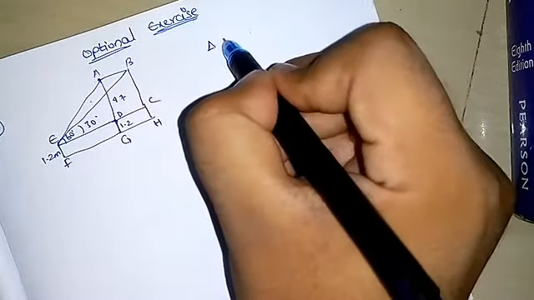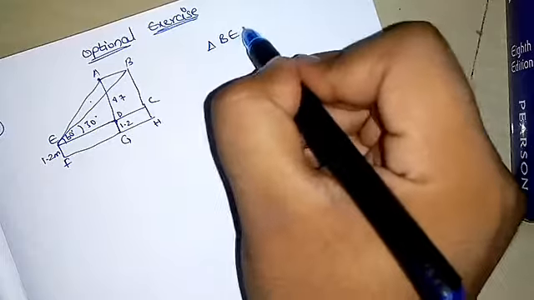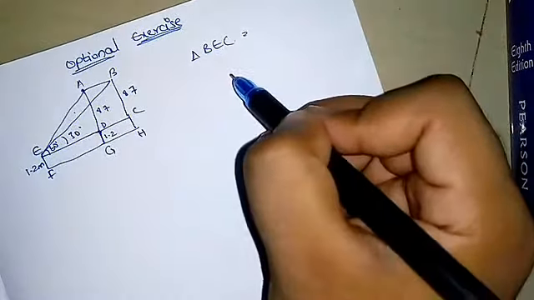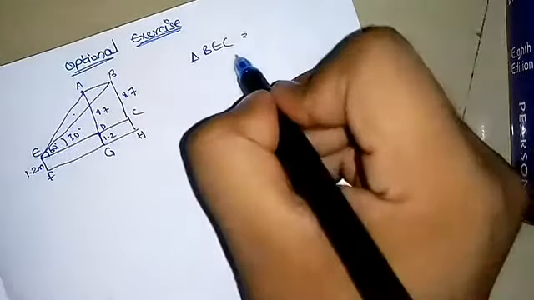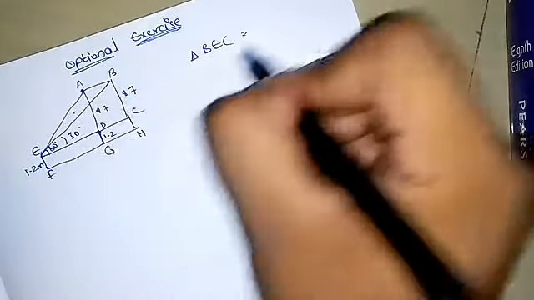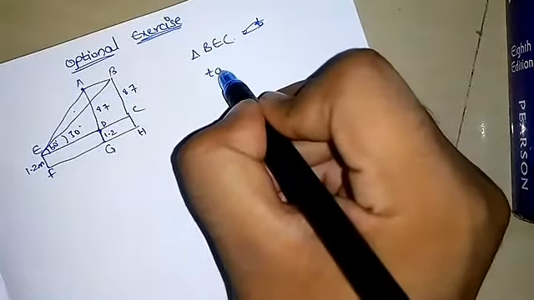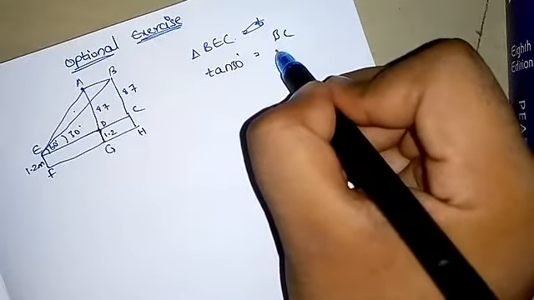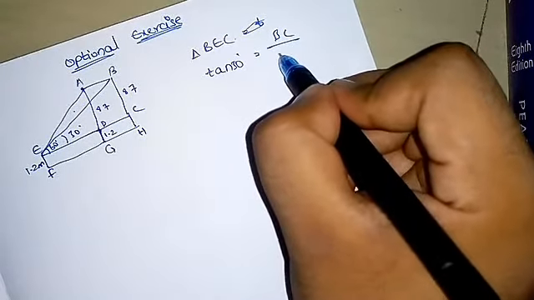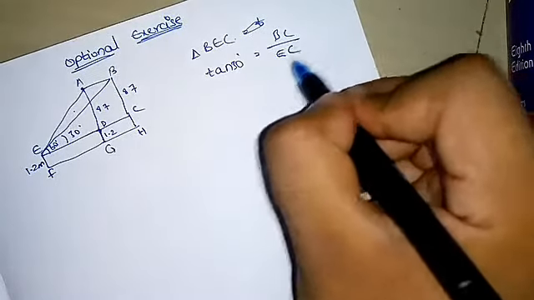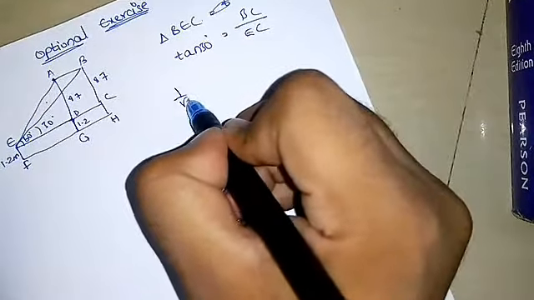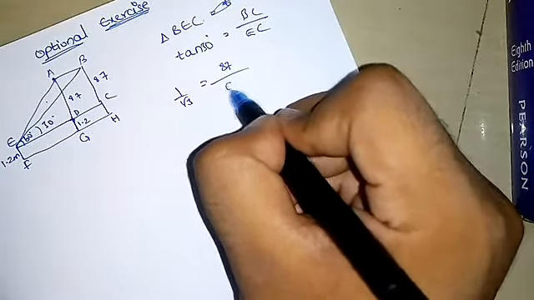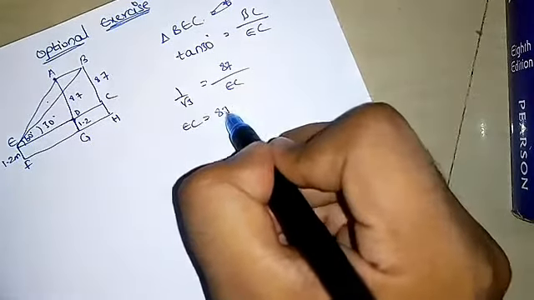Now in triangle BEC, this BC is also 87 meters. In triangle BEC, tan 30 degrees is equal to opposite side BC by adjacent side EC. So tan 30 is 1 by root 3, which is equal to 87 by EC. Therefore EC is equal to 87 root 3.